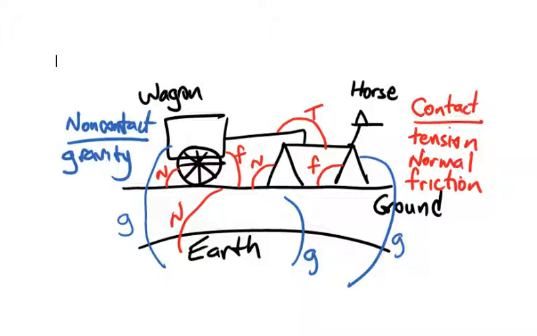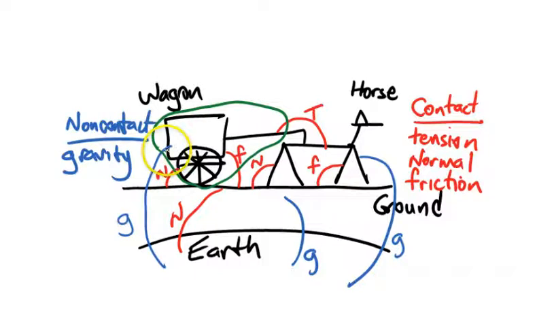Now, I'm interested in making a force diagram for the wagon. So what I'll do is I'll enclose the wagon, and that'll help me define the forces that I'm involved with. Okay. So I have my enclosure. I can see that the forces that pass through that enclosure, I've got gravity, a normal force, a frictional force, and a tension force.